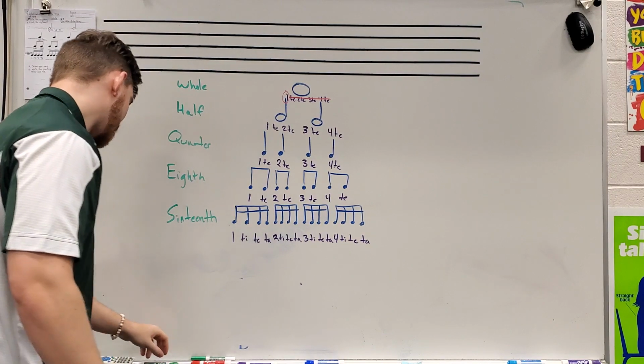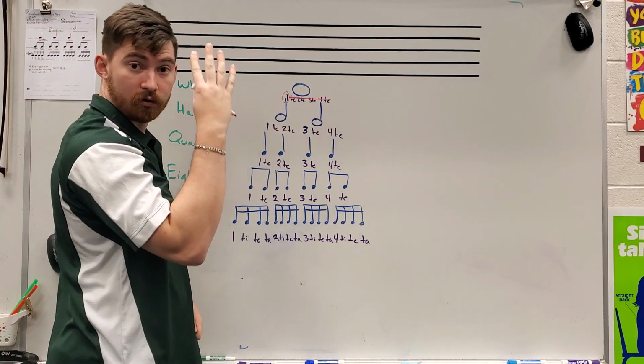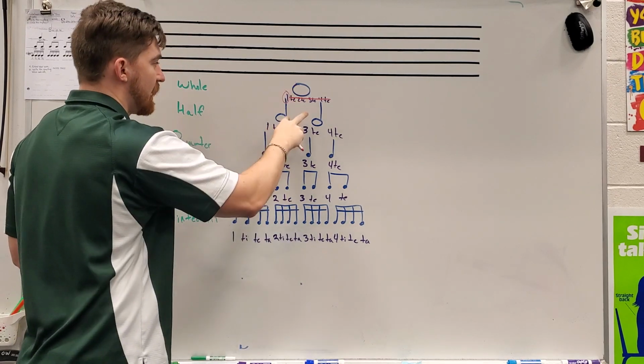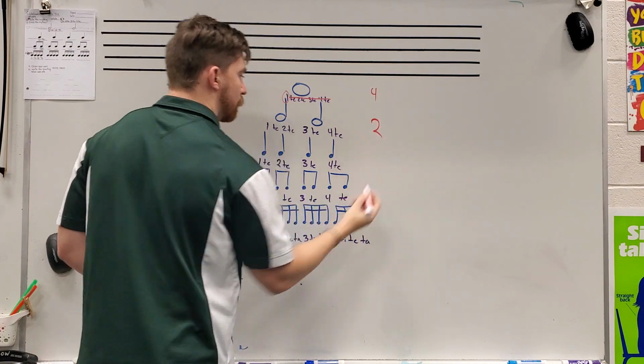Okay, moving down to the half notes. So a whole note is worth 4 full beats. You split that in half. Each one of these is going to be worth 2 full beats.